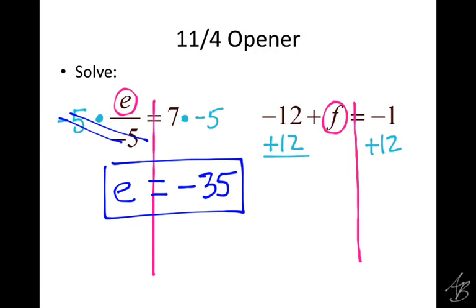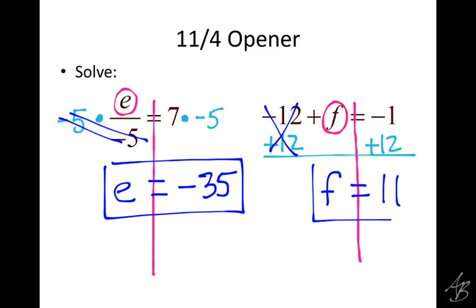So we're going to add 12 to both sides. 12's cancel, leaves f on the left side. On the right side, we have negative 1 plus 12. Is that 13? 11. It's 11. Why? Because one of the numbers is positive and one is negative, which means we're going to have to subtract, right? So since one's positive, one's negative, we subtract. Since the positive number is bigger, we subtract and we get a positive answer. So we get positive 11.